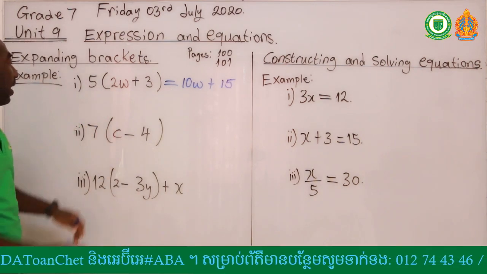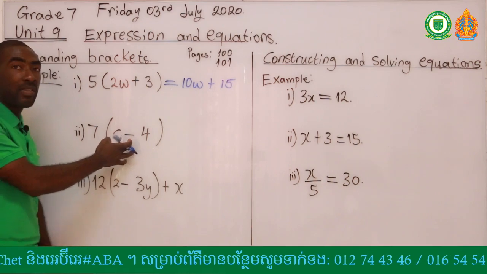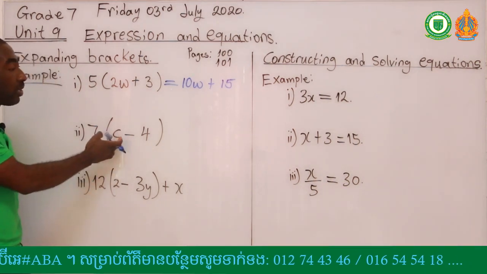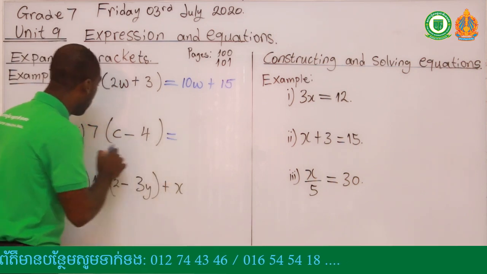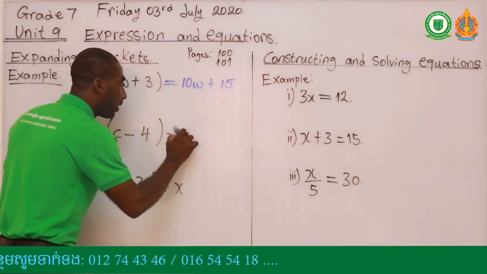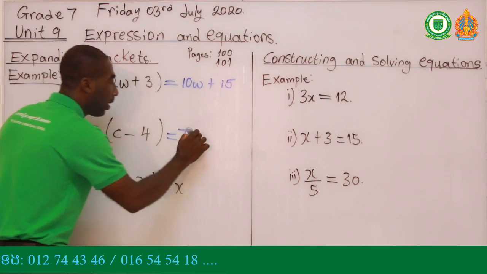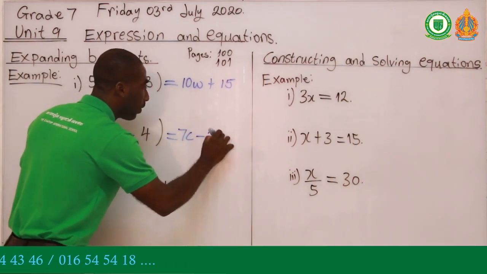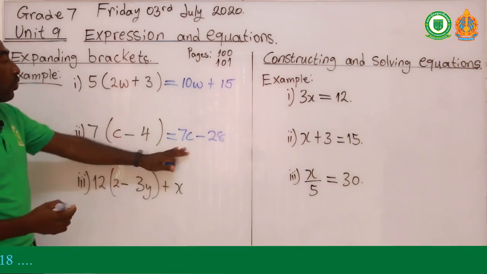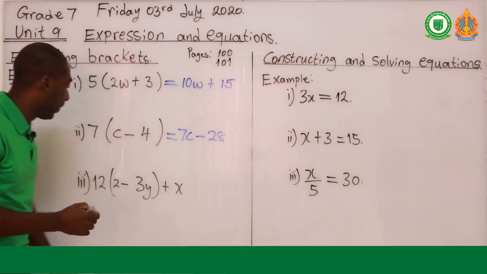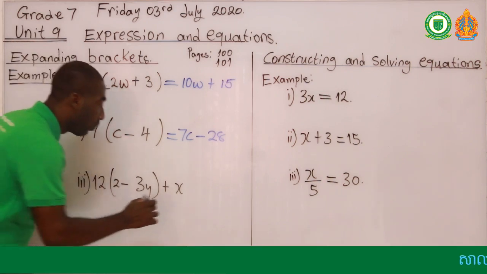On the second one, we have 7, which is going inside our bracket, okay? So 7 is going to multiply the values that we have in our bracket. So that will be equal to, 7 will multiply c, that will be 7c, and then 7 will multiply 4, and then we will have 28 over there. Okay, so let's see how we will do this one.